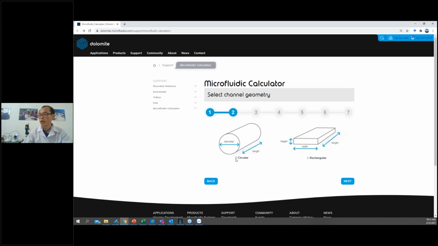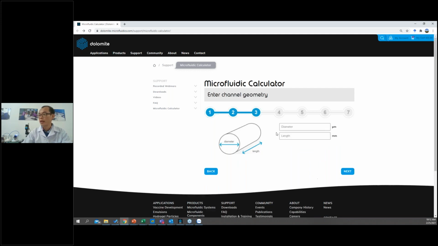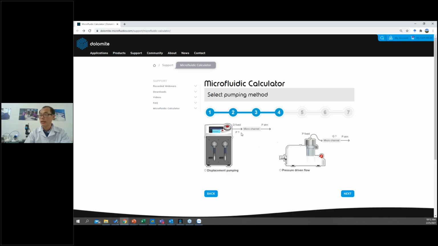So for example, in here I click circular and I just enter the channel geometry, like diameter, so like 400 micrometer, and the length is 200 millimeter, for example. And we choose the pump method, so the pumping method. We can choose the syringe pump or the pressure pump. So for example, I choose the pressure driven flow.